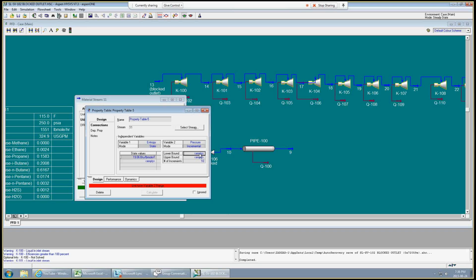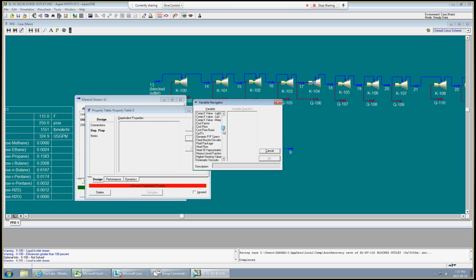And for pressure, we define lower bound, upper bound, and number of increments. So lower bound is the relieving pressure, which is 250, and upper bound is the destination pressure, which is 18.5, and number of increments is 20, same as what we had in the Excel sheet. Now we have to define our dependent property, which is the mass density. We go down under the variable and we pick mass density, click on OK.